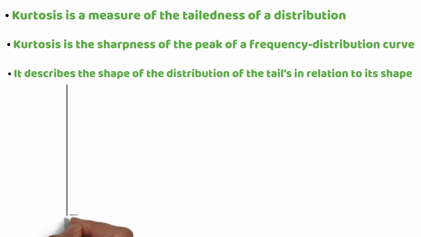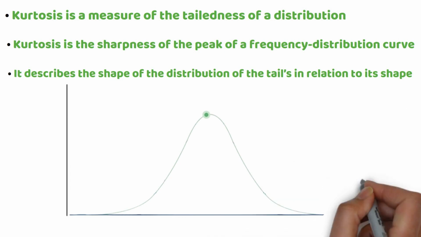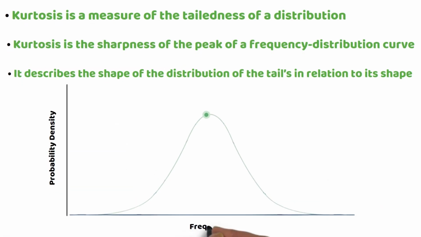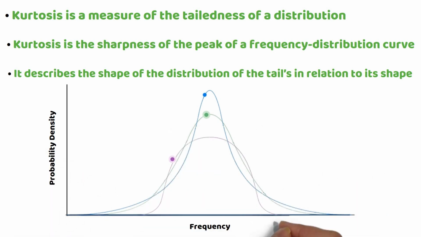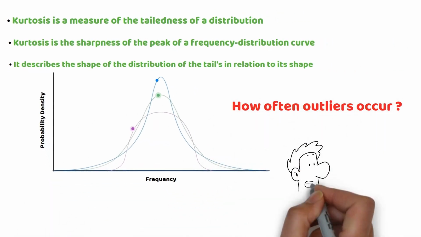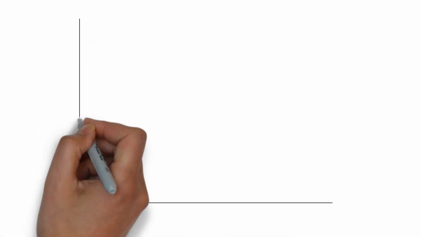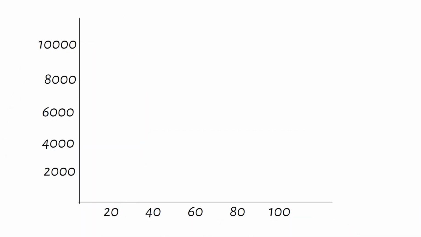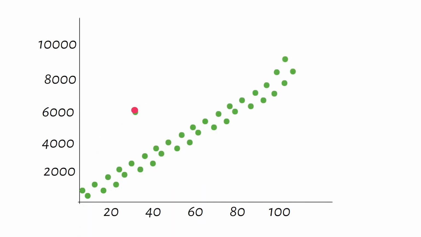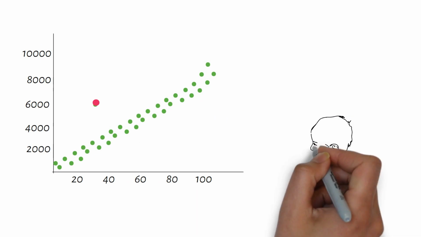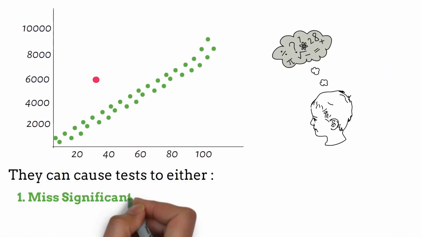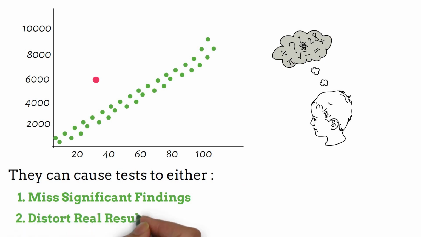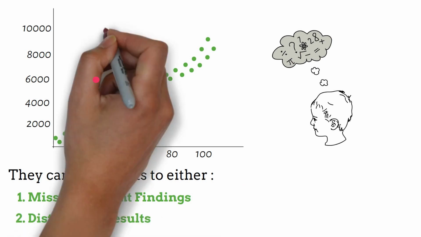Tails are the tapering ends on either side of the distribution. They represent the probability or frequency of values that are extremely high or low compared to the mean. In other words, tails represent how often outliers occur. Outliers are data points that are far from other points. In other words, they are unusual values in the dataset. Outliers are problematic for many statistical analyses because they can cause tests to either miss significant findings or distort real results. In this diagram, that single dot is an outlier.